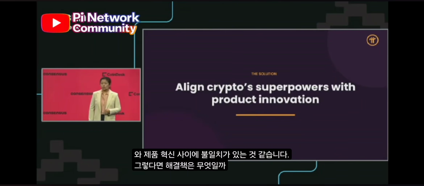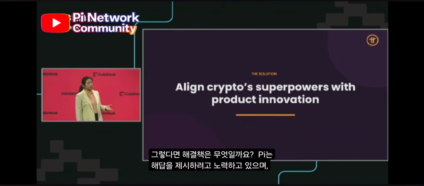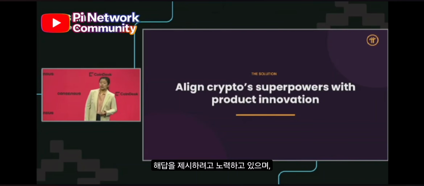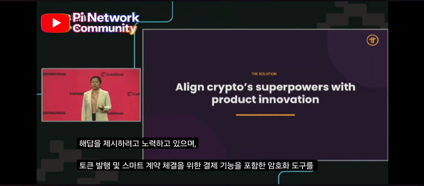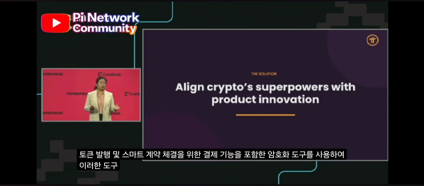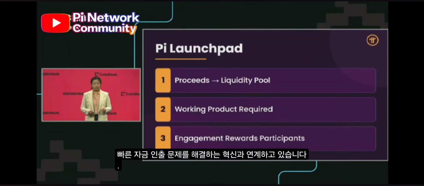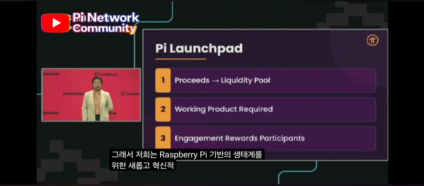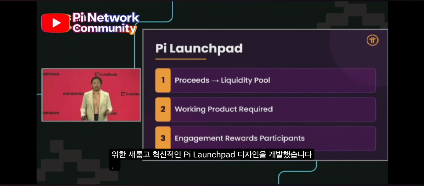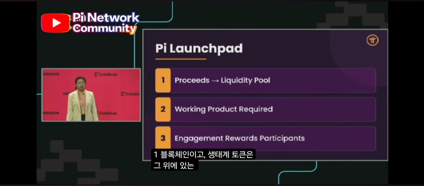So what's the solution? Pi is trying to provide answers. We use crypto tools, including their payment ability to issue tokens and smart contracts, and align these tools with the innovation that addresses the quick exits problem. Specifically, we came up with a novel design of Pi Launchpad for ecosystems on top of Pi. Pi is a layer 1 blockchain, and ecosystem tokens are tokens on top of that.